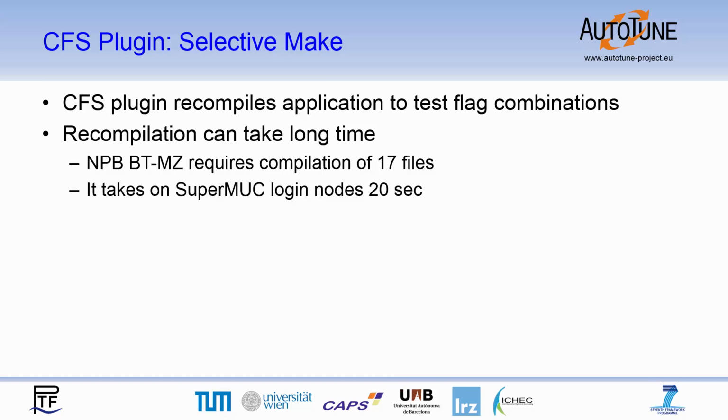For the BT multi-zone benchmark of the Raspberry benchmarks, 17 files have to be instrumented and compiled. This takes about 20 seconds. Especially in scientific programs, 90% of the execution time is spent in at most 10% of the code. Therefore, it is sufficient to recompile only those files.